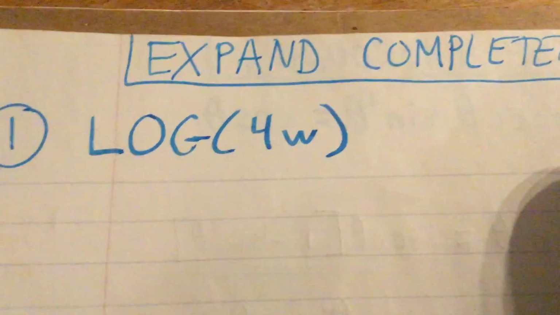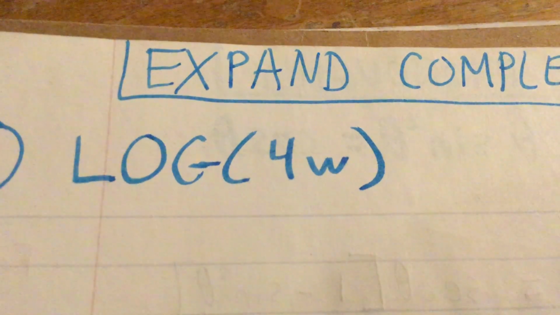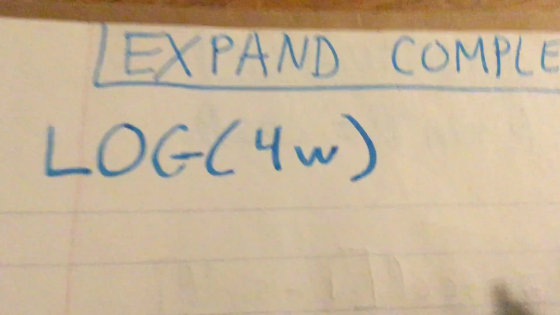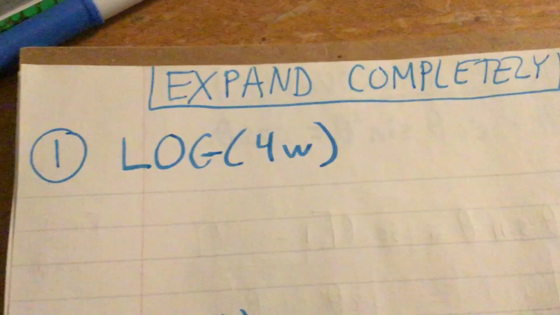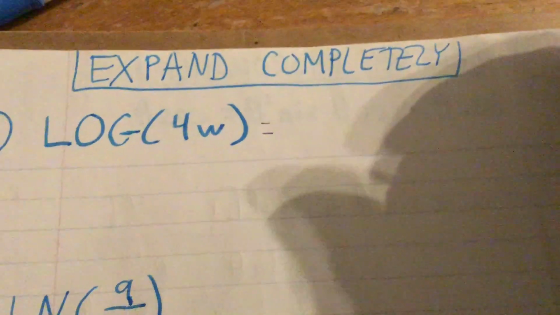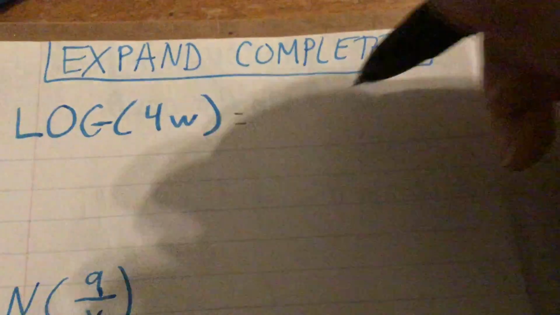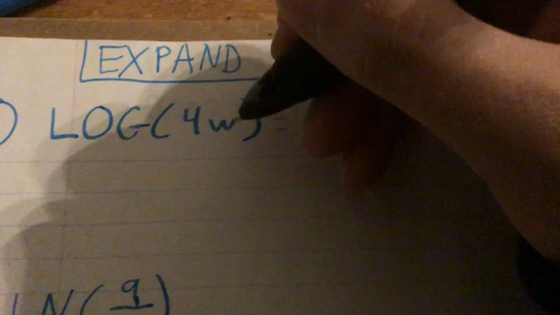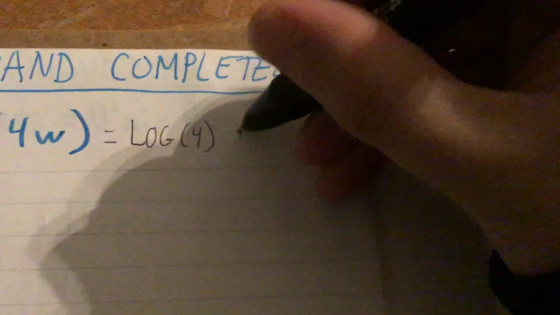Okay, so for instance, log of 4w, what's going on inside of the logarithm? 4w means it's a multiplication problem. So if it's a multiplication problem, I can break this up by expanding multiplication into an addition problem. So if the first factor is 4 and the second factor is w, I can break this up into log of 4 plus log of w.